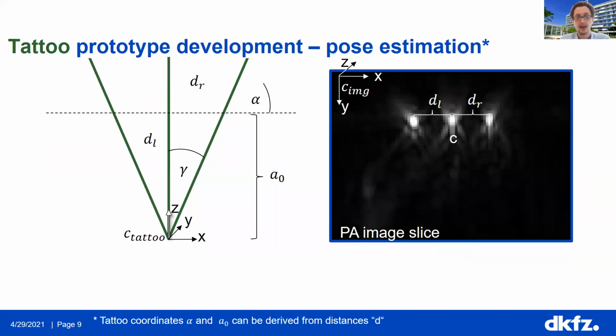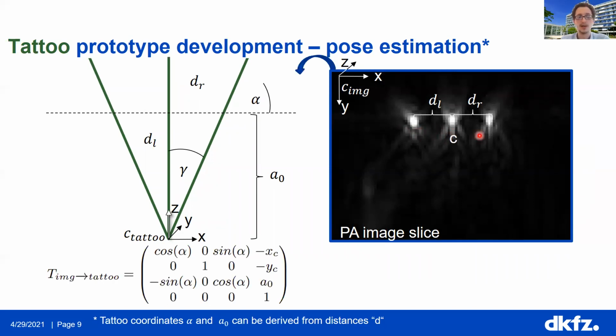So our first prototype can be described with two coordinates. First of all, A0, which is the distance between the origin of our pattern and an image slice. And secondly, the angle alpha, which is the angle between the central line and an image slice. Both coordinates can be derived from the distances between the left and the middle absorption point and the middle and right absorption point. So if we know these coordinates, we can calculate a transformation matrix with which we can transform our 2D image slice into our reference frame.